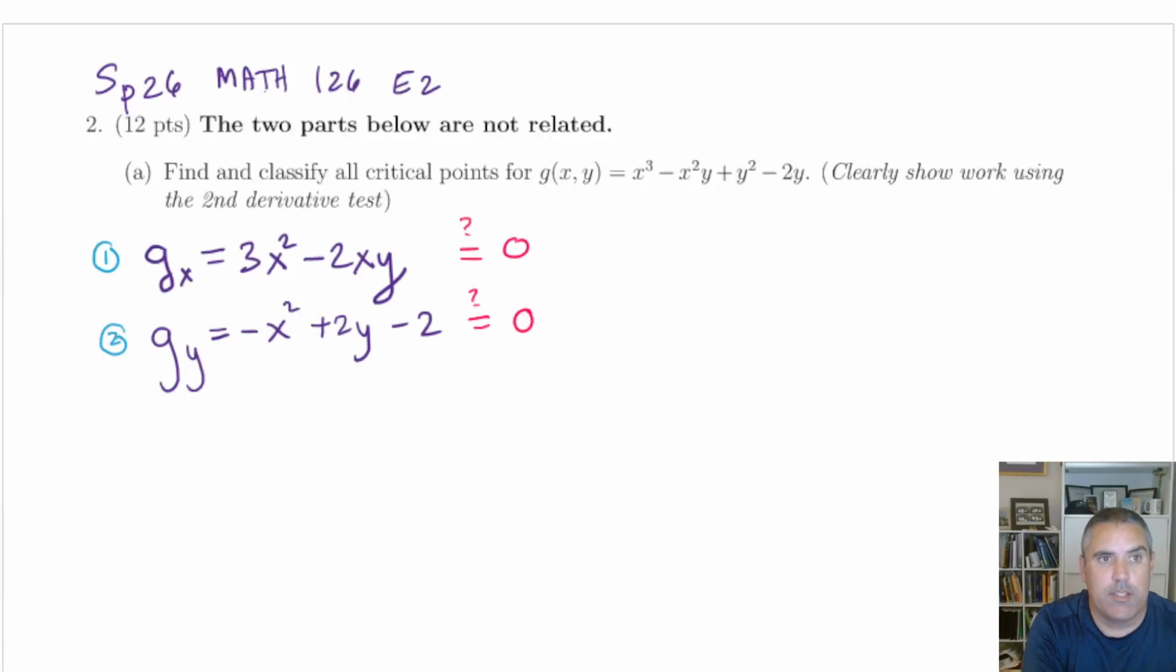Hey there, Math126 fans. Let's talk about problem 2A of my spring 126 exam. This was a find and classify critical point problem, so we kind of knew that was coming. You had to compute the partial derivatives.